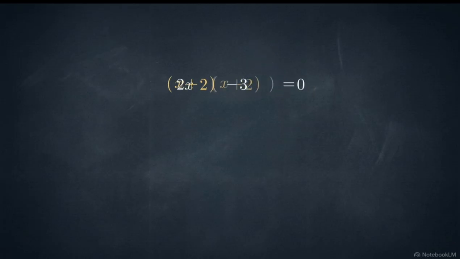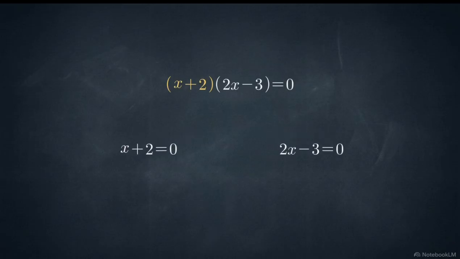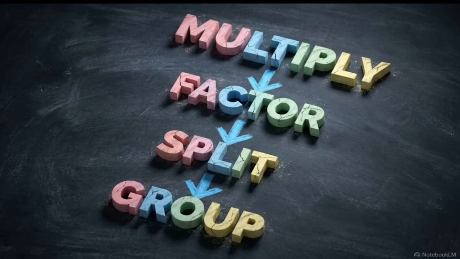We pull out the x plus 2 and combine the remaining outside terms, the 2x and the -3, into their own bracket. Setting both factors to 0 gives us our roots, x equals -2 and x equals 3/2. This sequence, multiply, factor, split, and group, is the standard procedure for solving quadratics through factorization.